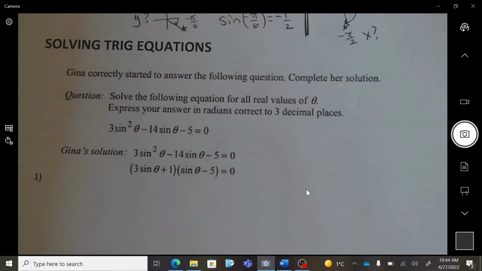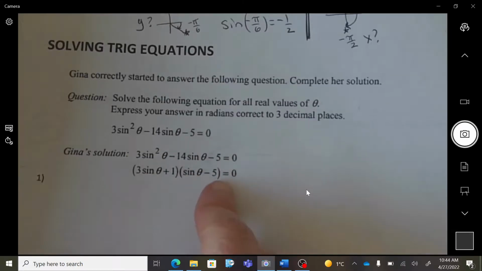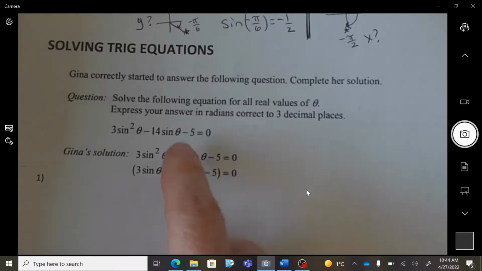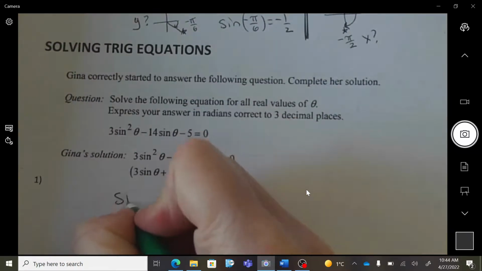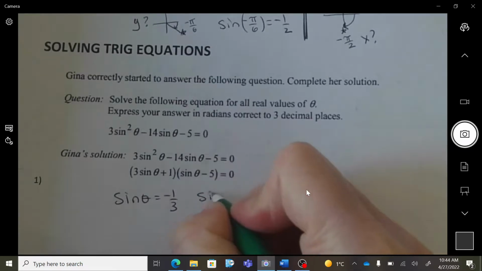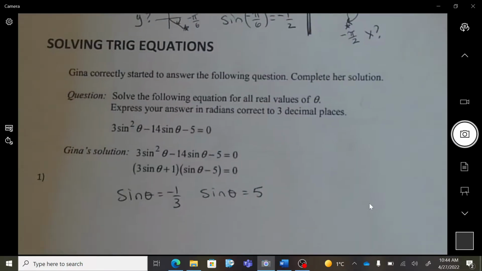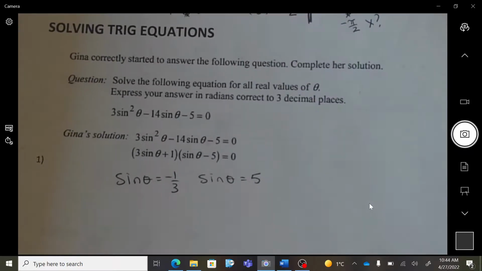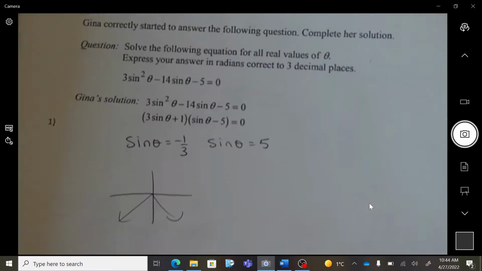Okay, so did her factoring come out right? 3 squared, yep. A minus 15 and a plus 1, yep, and yep. Okay, so that was good. So the next would be that sine theta equals negative a third, and sine theta equals positive a 5. Okay, so now this would be sine negative. So I'm in those 2 quadrants.